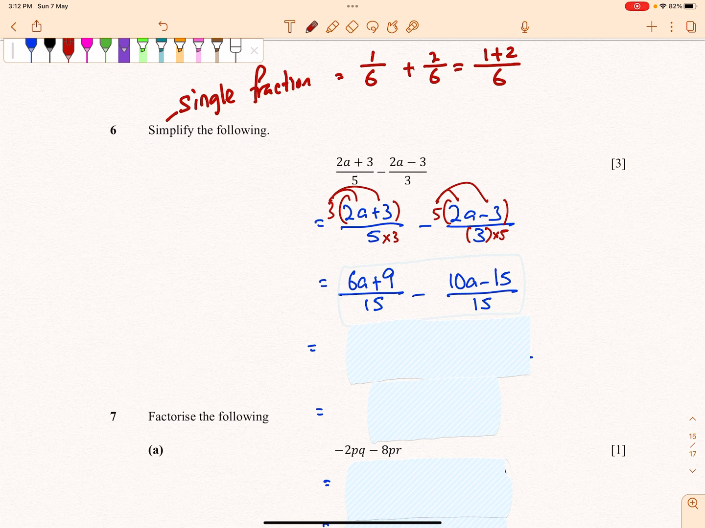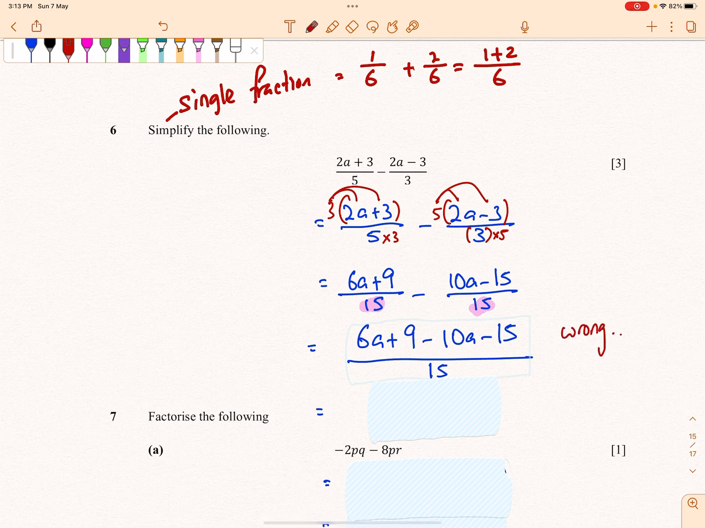So now the two denominators are the same. Okay, I'm ready to group them together. So now the denominator is the same, right? So I can now group them into a same denominator. So this is incorrect. This is wrong. What is wrong is that the minus here actually minus the entire fraction, but the minus here only minus the 10a. So in order to make sure you minus the entire thing, you must bracket this up.